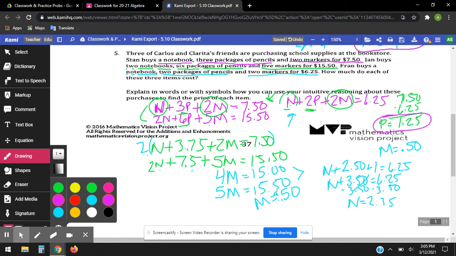So see how, even though we had 3 variables, we were still able to use our elimination process to figure that out, mainly because Stan and Fran both got very similar orders. So that helped us out.